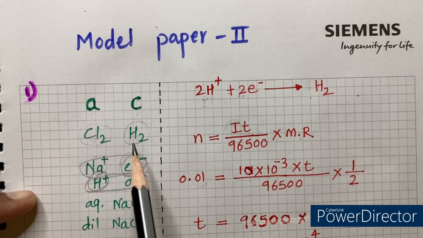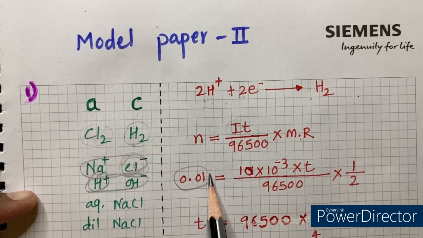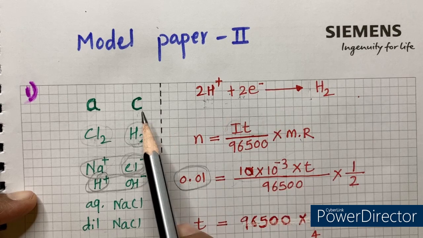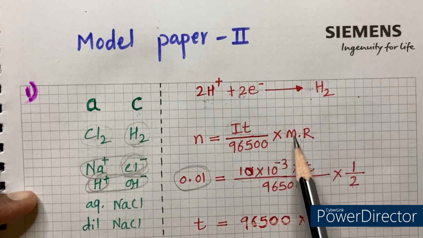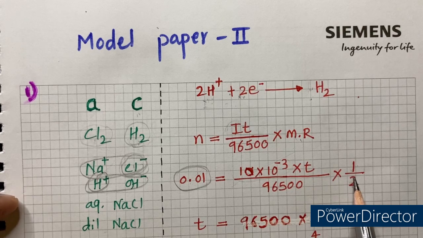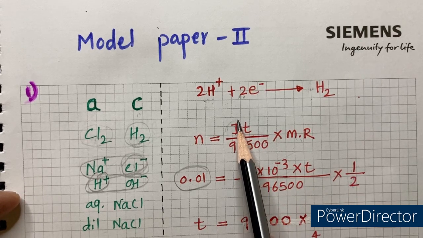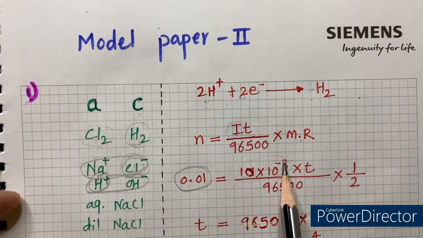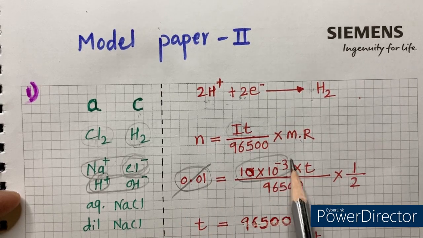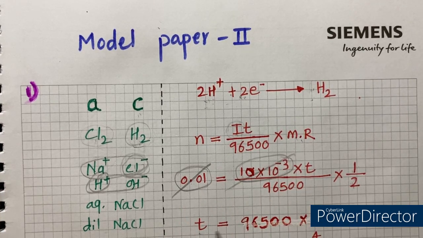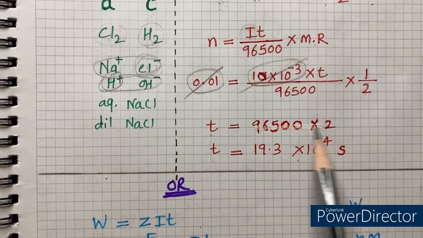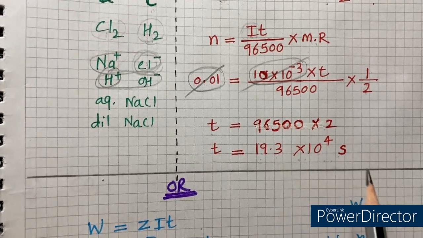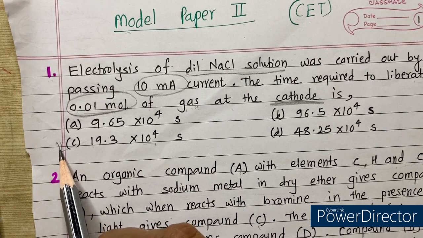Now here we want to determine the time required to liberate 0.01 mole of hydrogen gas. Know this reaction which takes place at the cathode. Here the mole ratio is 1 by 2. Now here the current is given in milliampere, so first convert that into ampere. Now this and this cancel out. t is equal to this, calculate this, which gives 19.3 into 10 raised to 4, that is the answer.